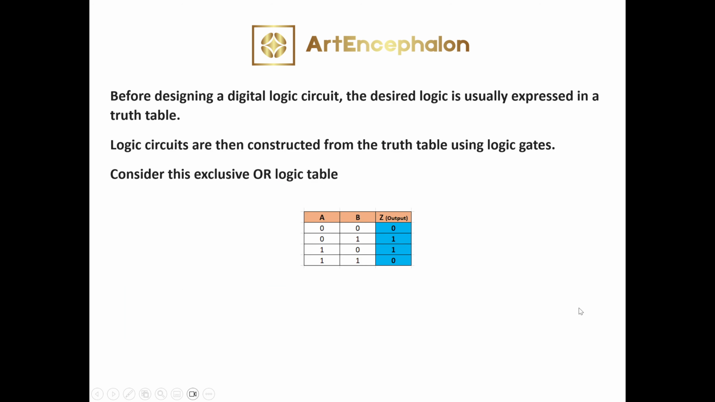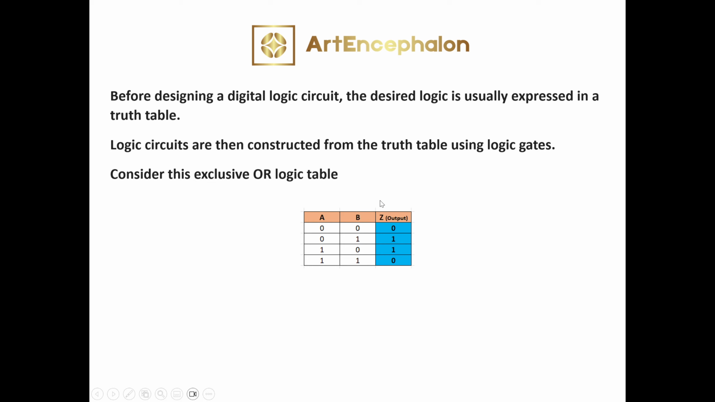So let's go into designing logic circuits. Now, before designing a logic circuit, the desired logic is usually expressed in a truth table, right? So before engineers go to design a logic circuit, they first draw out the truth table. So here we have an exclusive OR truth table. Exclusive OR means it's either A or B, but it cannot be both of them.